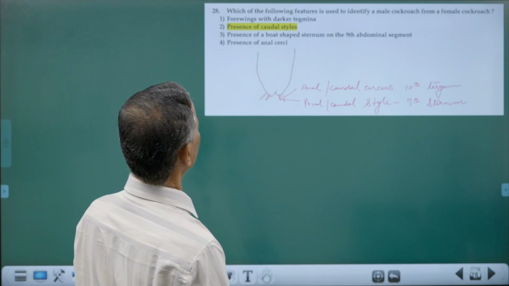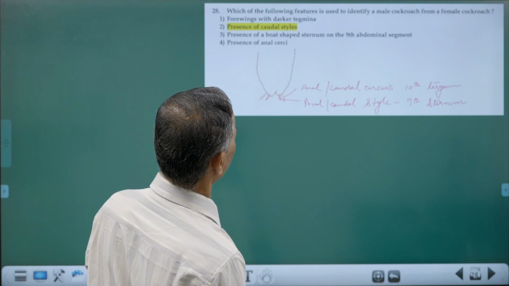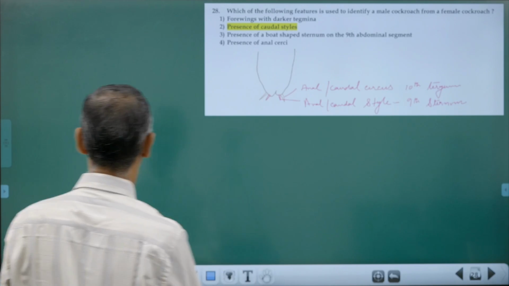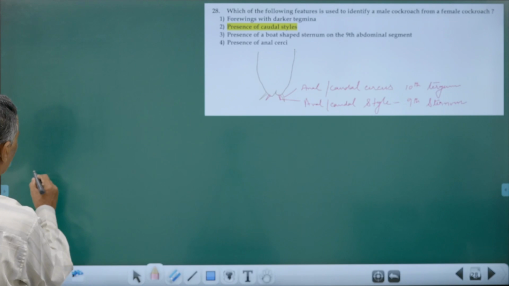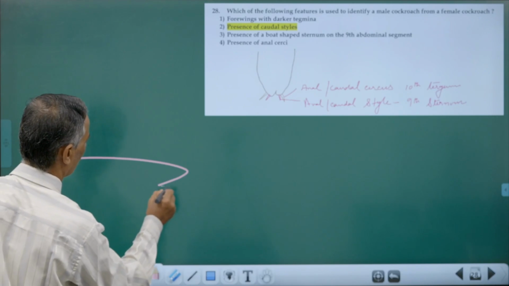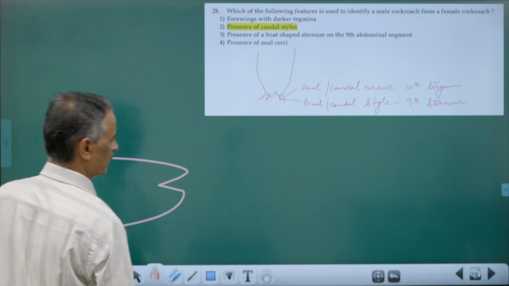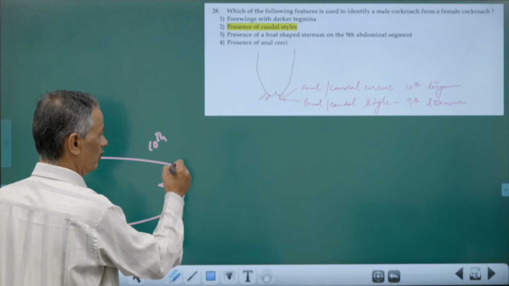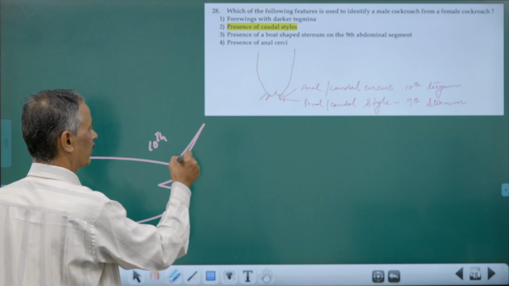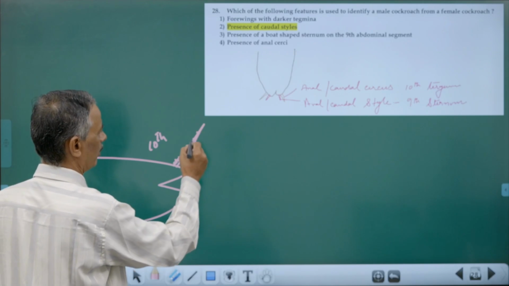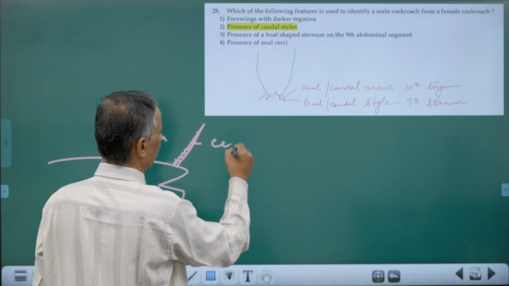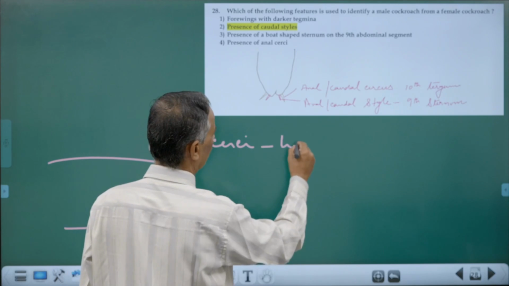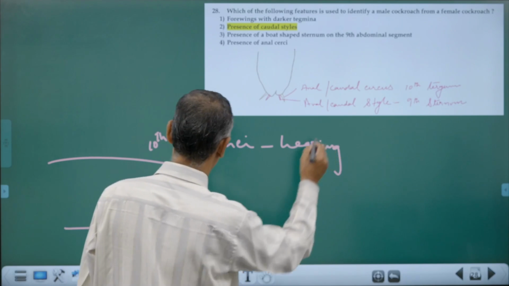Which of the following features is used to identify a male cockroach? See, a male cockroach will be having, if I draw a lateral diagram, this is the genital chamber, this is the 10th tergum. From the 10th tergum, there is a multi-jointed structure called cerci, anal cerci, plural, cercus singular, which is the hearing organ, sensory organ.